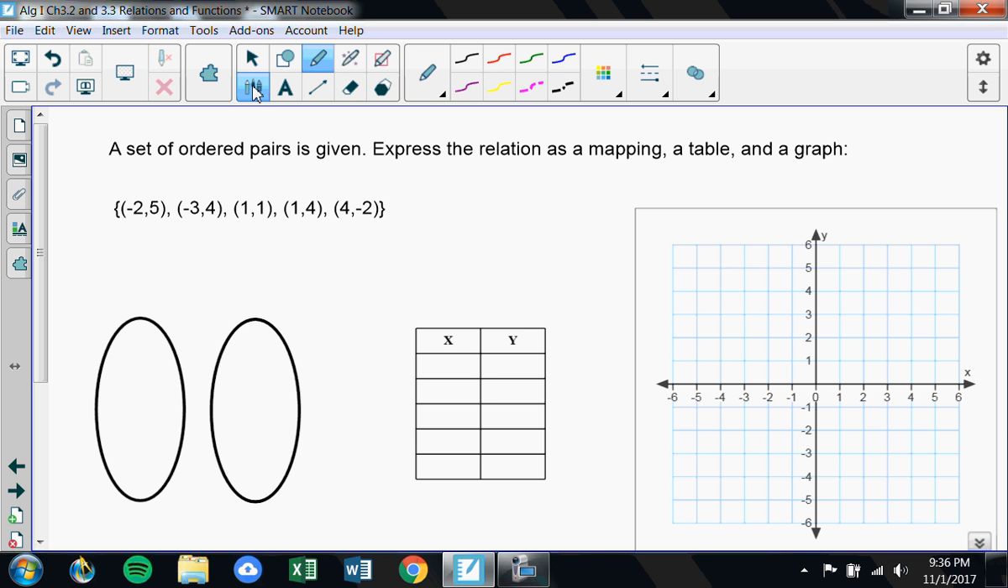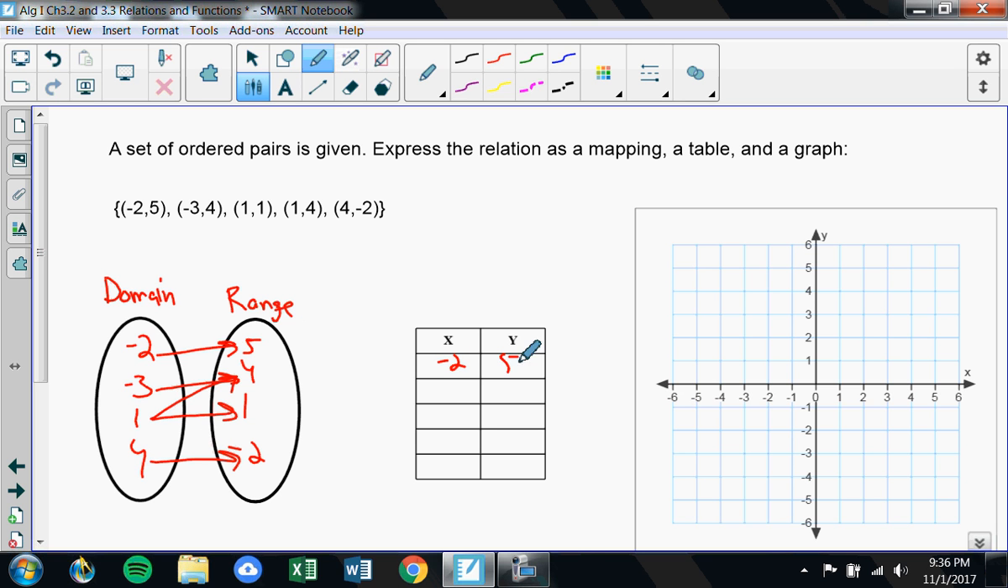Now that you've paused it and actually done it, -2 goes to 5, -3 goes to 4, 1 goes to 1. I'm going to draw these arrows now. 1 is also going to 4, and 4 is going to -2. So 1 goes to 2 different things, and 2 different things go to 4. This over here is all my inputs, it's the domain, and this over here is the set of all the outputs, it's the range.